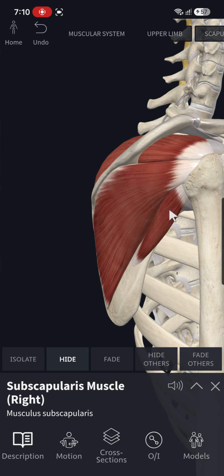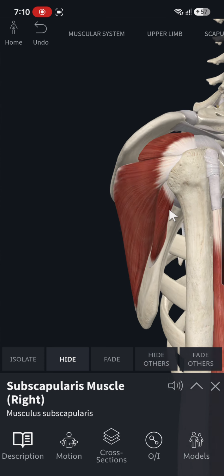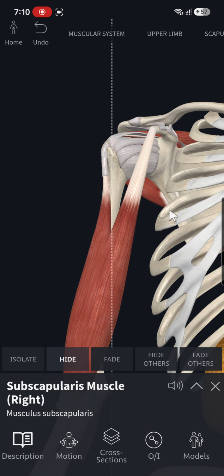So in this video, we have revised and looked at the anatomy of the shoulder in 4 points: bones, ligaments, muscles, and then stability factors.